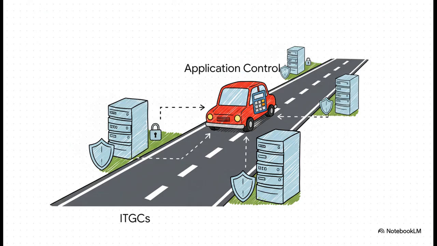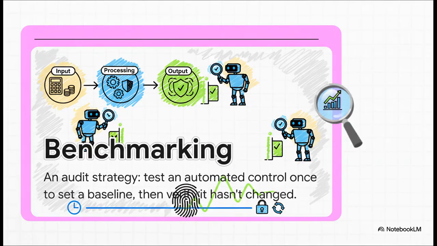The processing controls we're talking about now are like the car. They do a specific job, like calculating sales tax. But that car needs a road to drive on, right? Well, that road is the IT general controls, the stable, secure environment for everything to run on. You can't have one without the other, and it's right here, in the processing stage, where they have to work together perfectly. So how do auditors even check that these automated cars are working right?